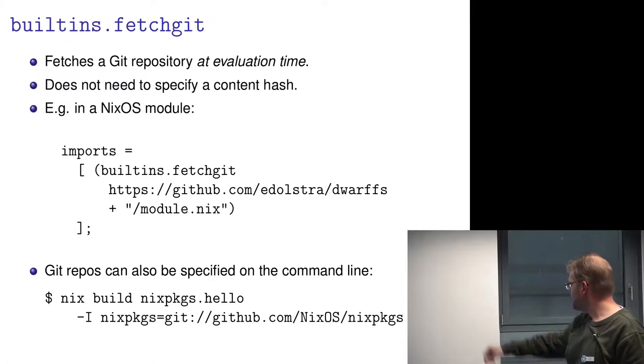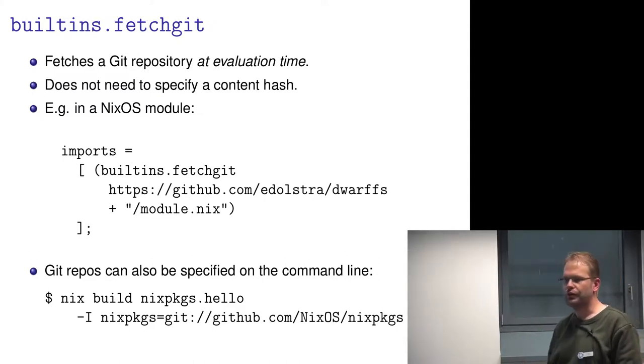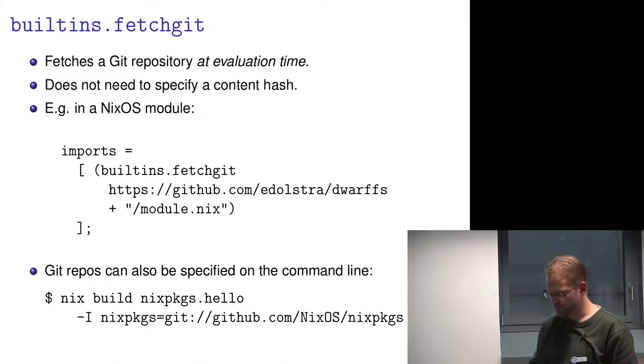And it's also possible to specify Git repositories on the command line. So for example, you can specify that Nixpkgs should be some particular Git checkout.